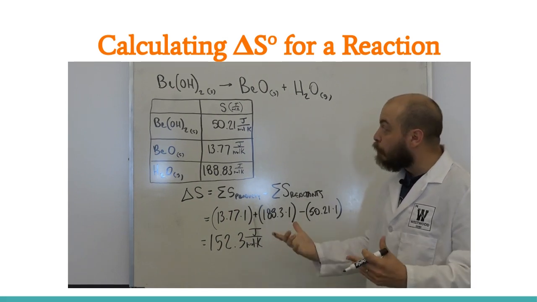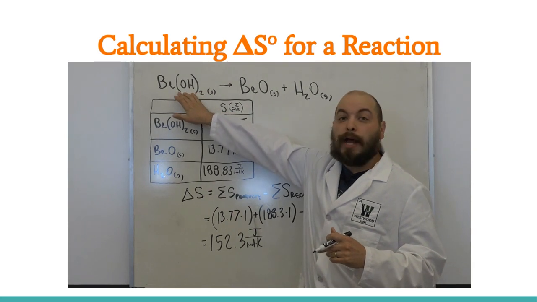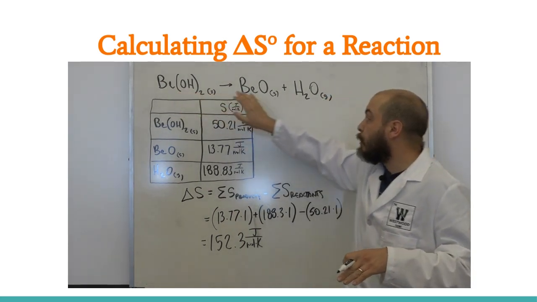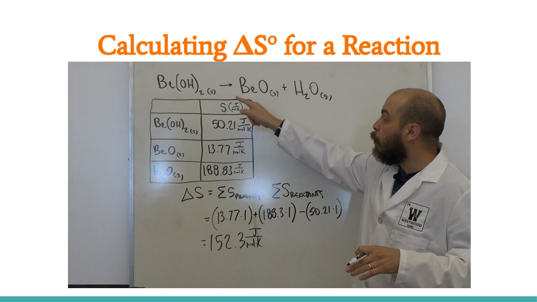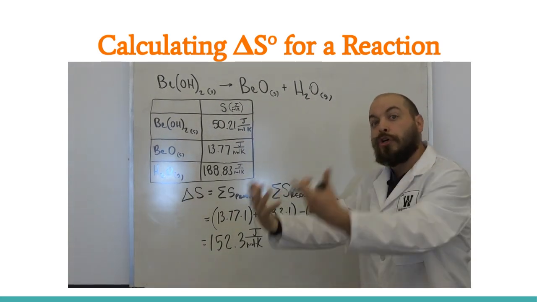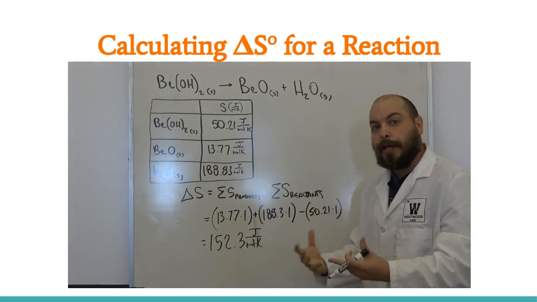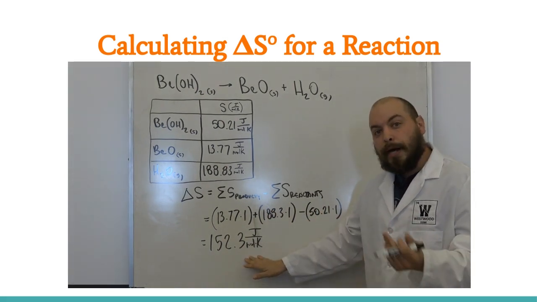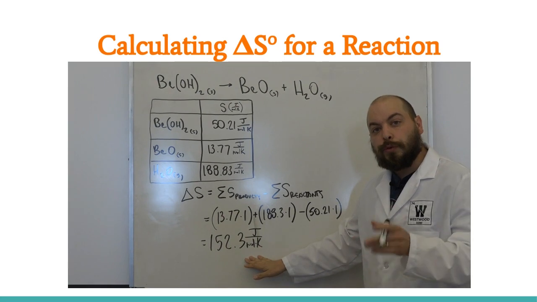Now, as would be expected, we go from a side with one solid to a side with a solid and a gas. We change phase. We've added a gas. That suggests that we should have seen a positive change in our entropy, which we do. Positive 152.3 joules per mole Kelvin.